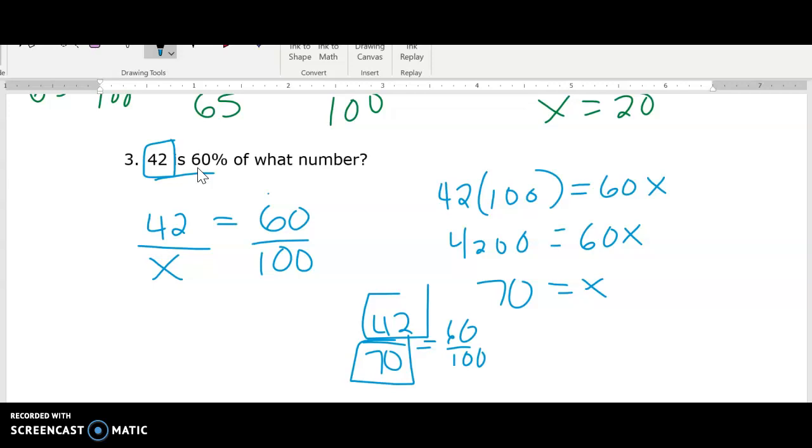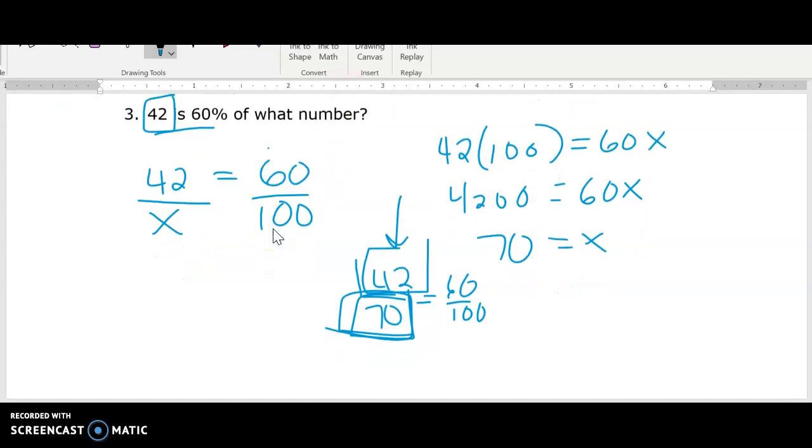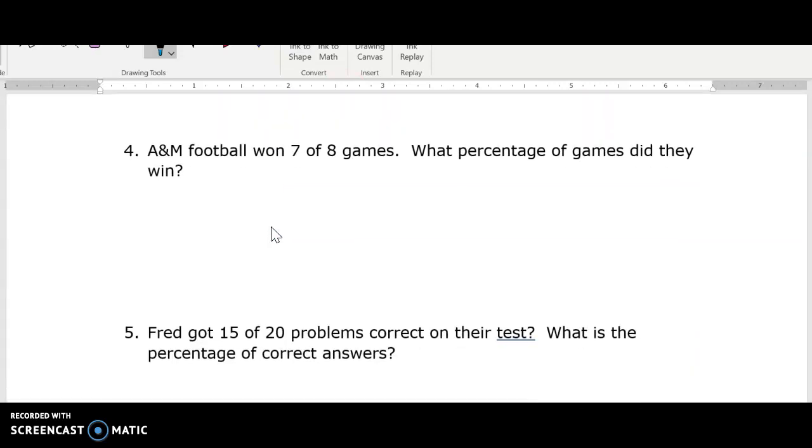And I know that whatever I have in the denominator, if I divide it by 2, this one's going to be bigger because that percent is bigger than 50. So I can check the reasonableness.